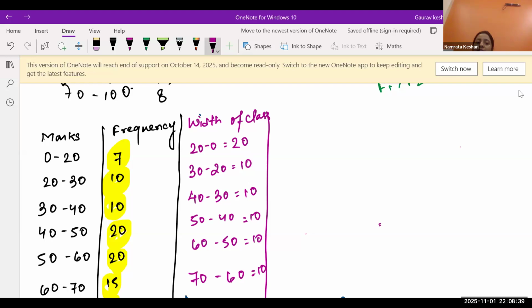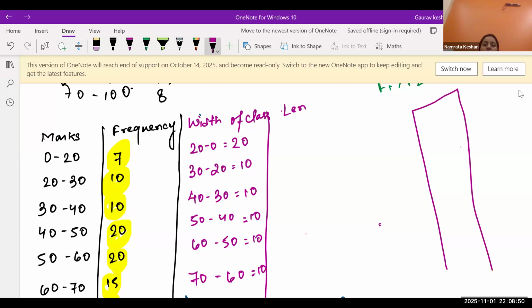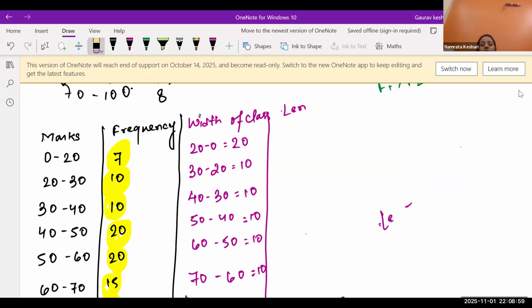Now we have to change this frequency, which we call the length. Length means the rectangle is going up and up and up and then coming down, so it became the length of the rectangle. Can you see? Yeah, ma'am. Okay, actually this frequency is working like the length of the rectangle. So we are going to change the length of each class. How will we change it?